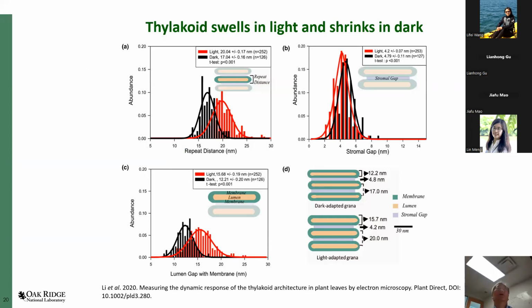Here are some more detailed light-dark comparisons in the thylakoid dimensions. The repeat distance is the distance between the centers of two neighboring stromal gaps. This distance increases as light is turned on. Meanwhile, the stromal gap gets narrower. The lumen gap gets wider. Plot D shows a schematic contrast between dark and light adapted granum.